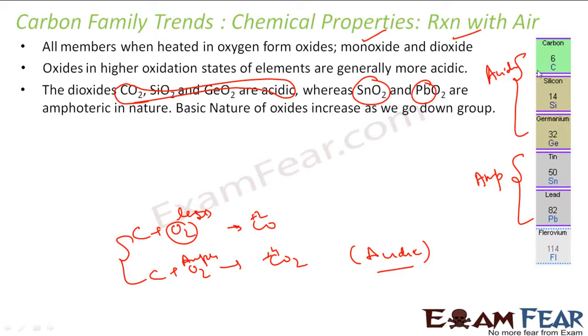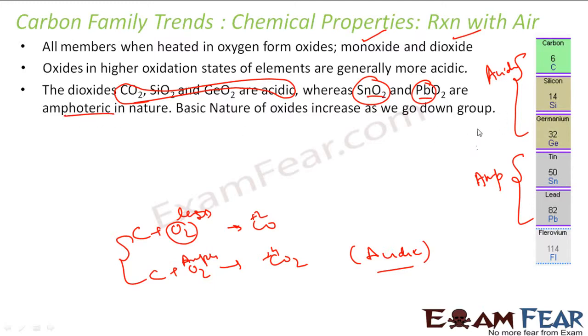Why? Because these guys are non-metals and metalloids, so they have acidic oxides and dioxides. And these guys are metals, lead and tin, so they have amphoteric or basic oxides. That's the reason. So SnO2 and PbO2 are amphoteric in nature.